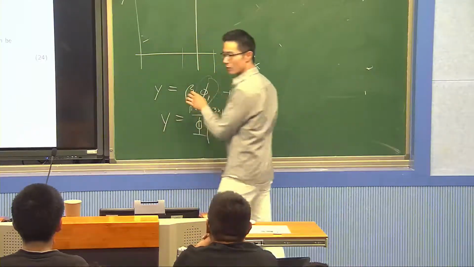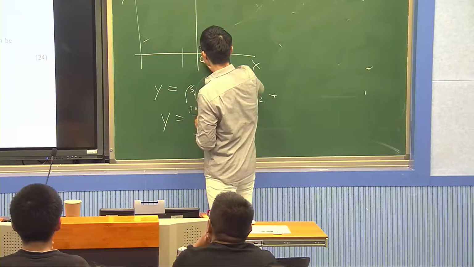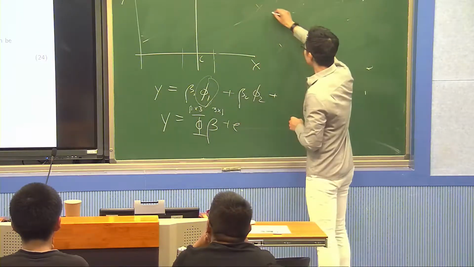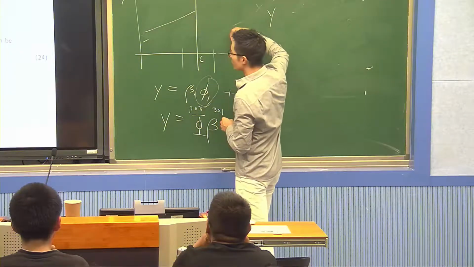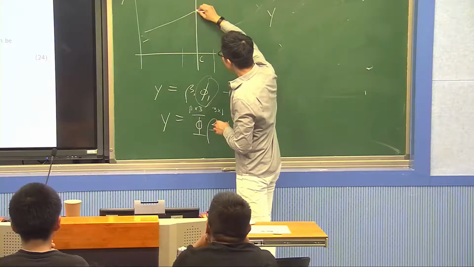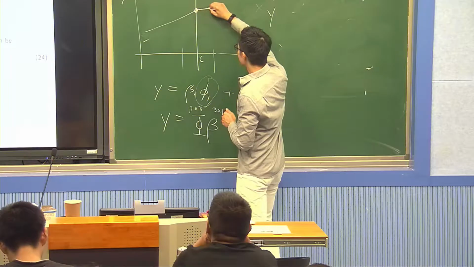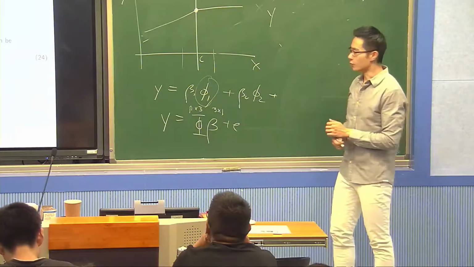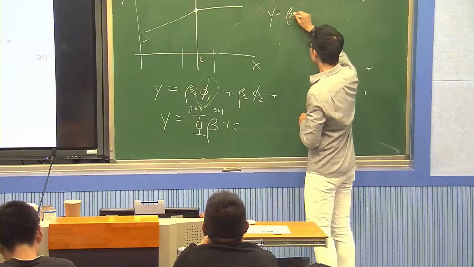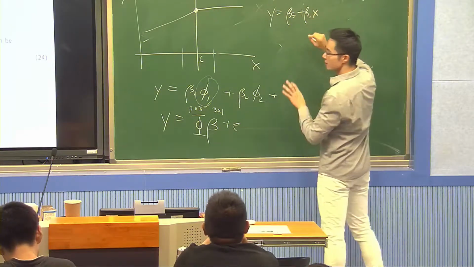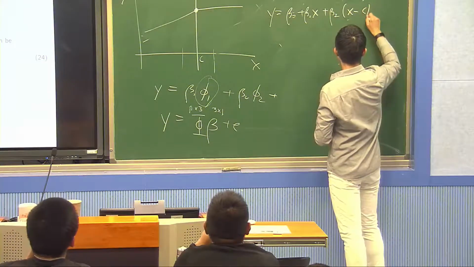So if we cut our region into 2 parts, and I will let this part be C, this is the cut point, then I can fit a linear function here, I can fit another linear function, but if I require them to have the same value on this boundary point, something like this, right? If we do this, then we can write the whole function as y equal to beta 0 plus beta 1 x, just like before, but plus beta 2 (x minus c)plus.